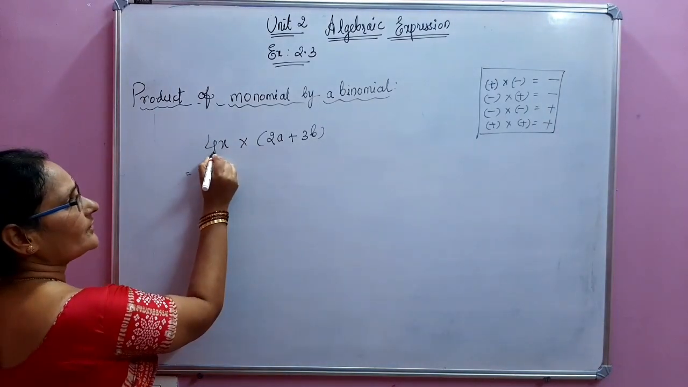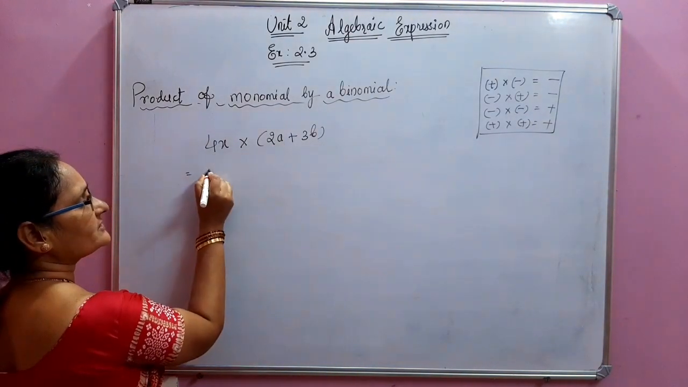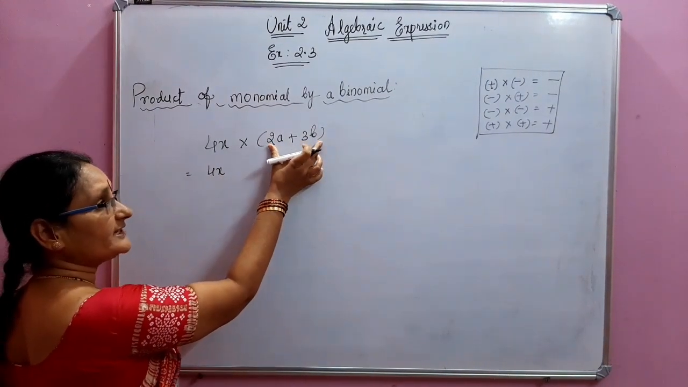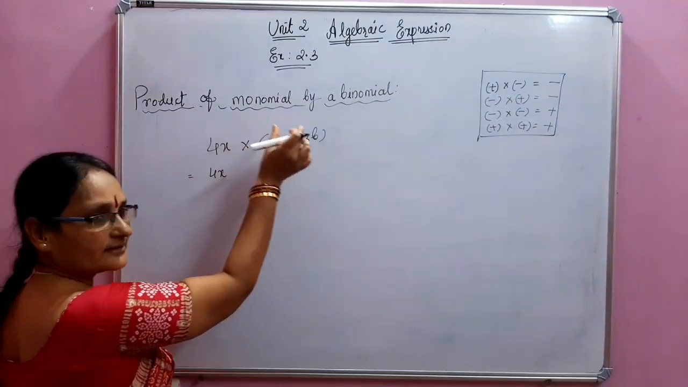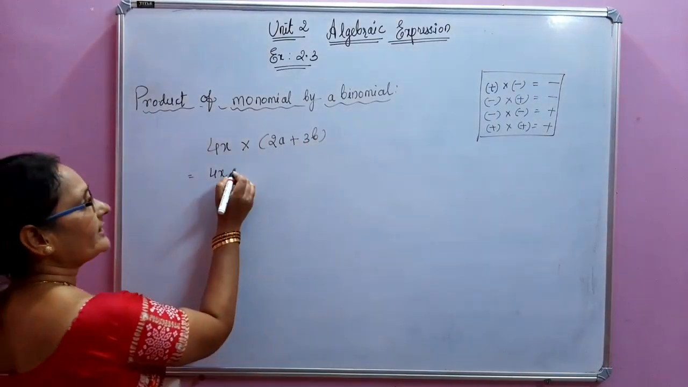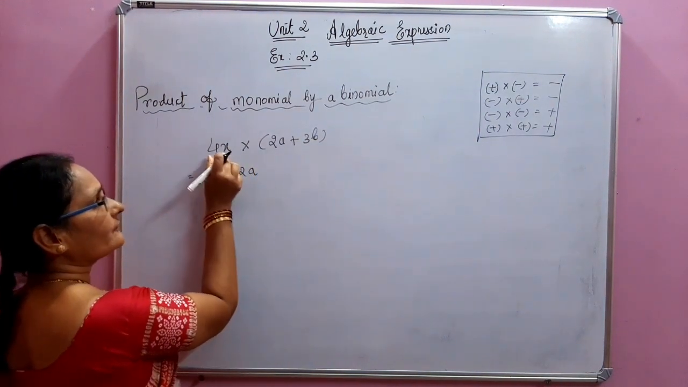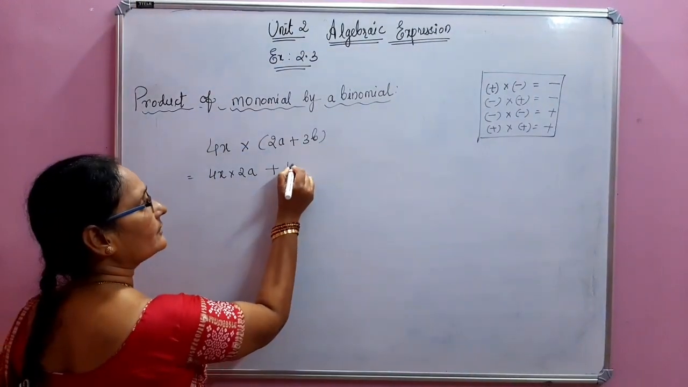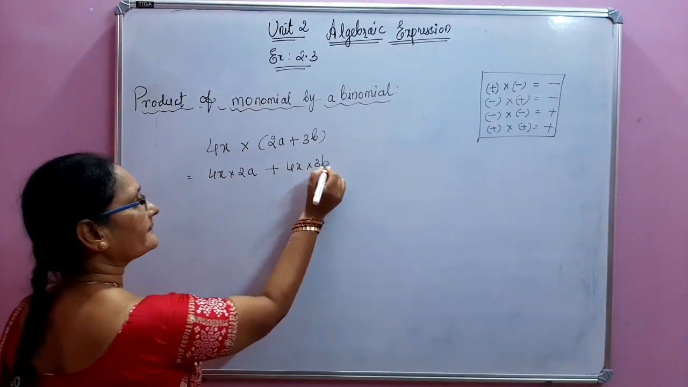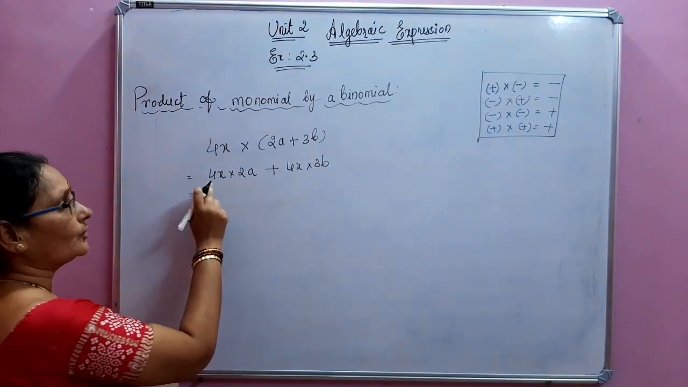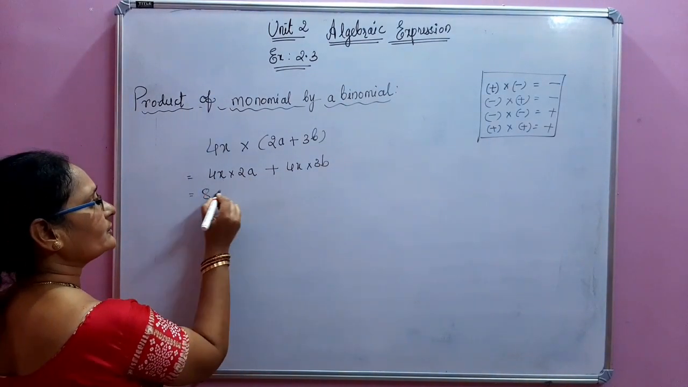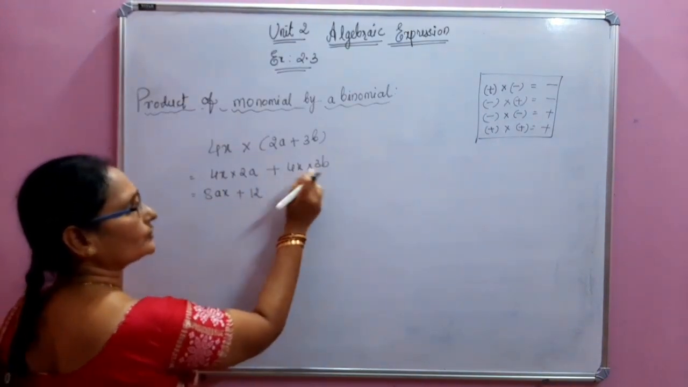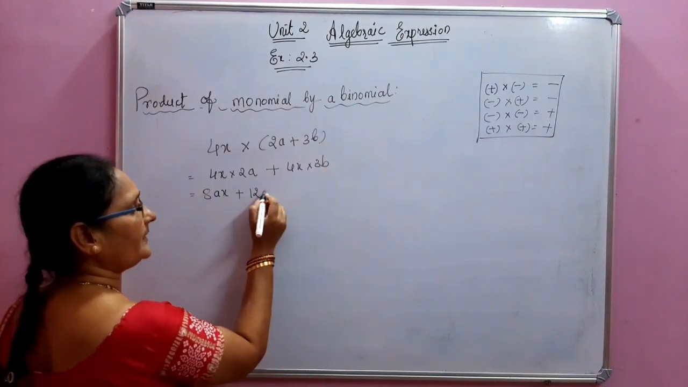See here, 4x into 2a. First we have to write 4x, whatever is there in the bracket. For this bracket, this 4x is multiplied. So 4x into 2a plus again 4x into 3b. Now you know monomial by monomial how to do. 4 twos are 8, x into a, ax, plus 4 threes are 12. Same, x into b, bx.